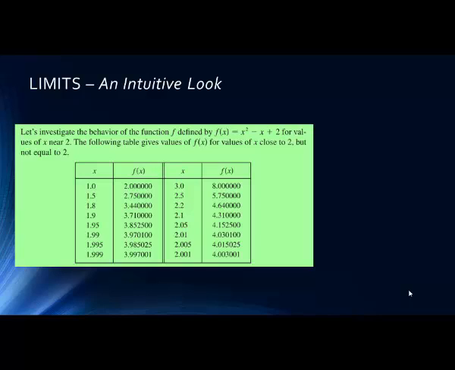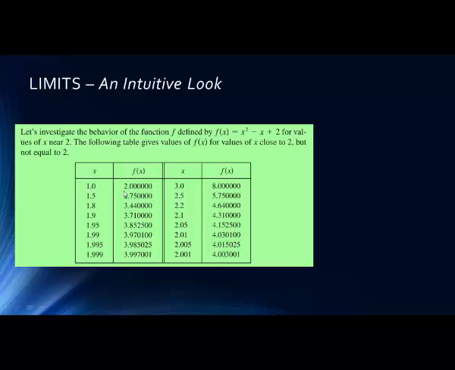So notice here we have a function, x squared minus x plus 2, and we're trying to figure out what happens exactly at 2. What's going on when we get near 2? We're going to call this the limit as x goes to 2.